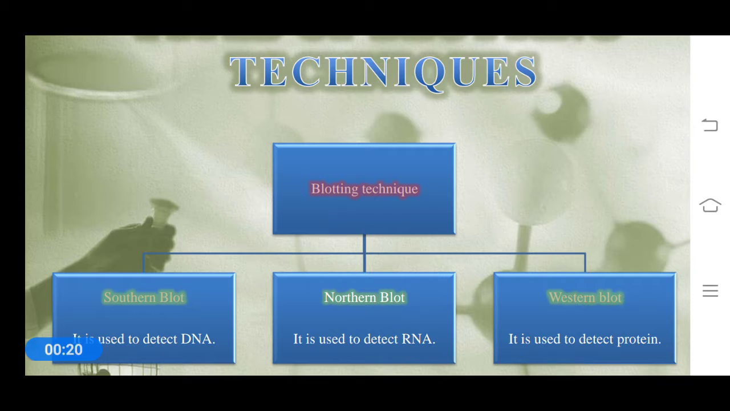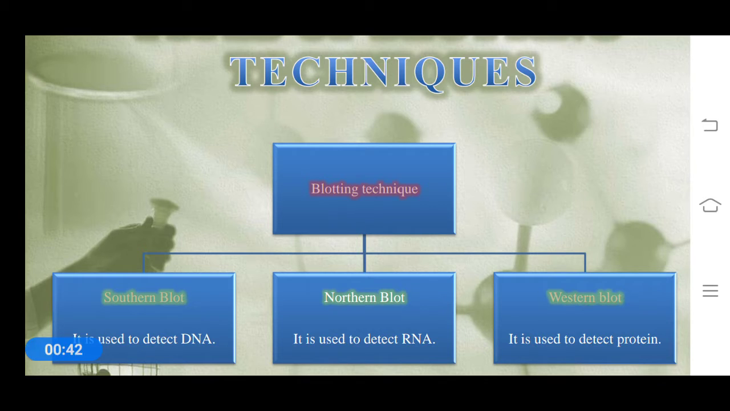Now I would like to discuss the 3rd BSc Biochemistry, 5th semester, 6th paper, Molecular Biology and Recombinant DNA Technology. From this paper we have discussed blotting techniques, northern blotting and southern blotting. Now let's see about western blotting.